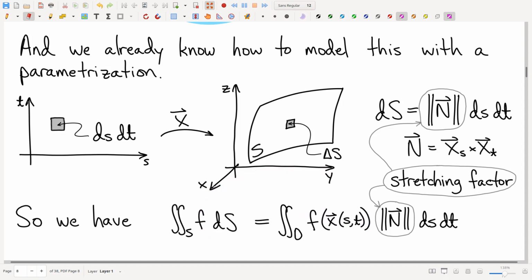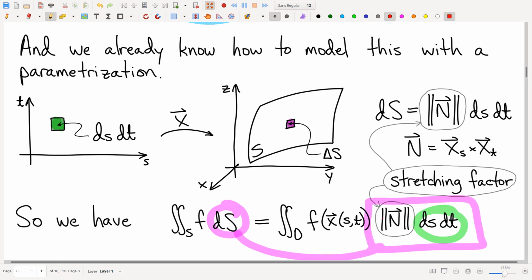Okay. All right, and again, just as a last comment, we view this output area as being a multiple of this input area, ds dt, and therefore we can interpret this thing, the magnitude of capital N, as being our area stretching factor, which again, I think we all already sort of took that point of view last time.